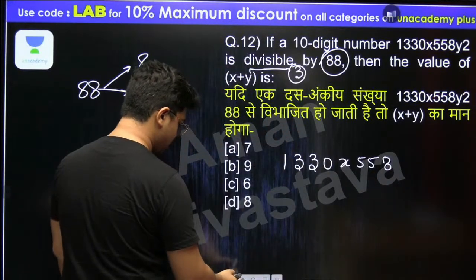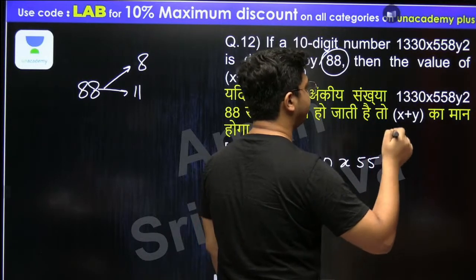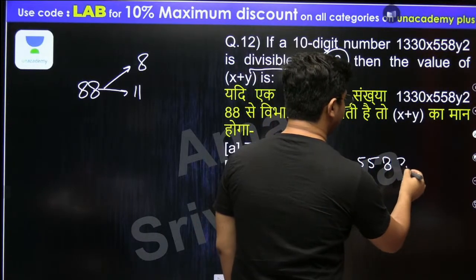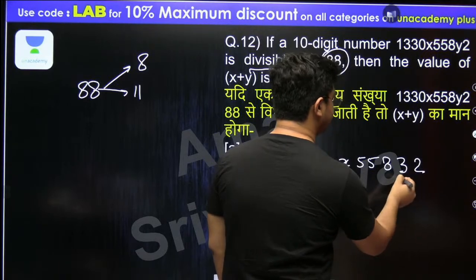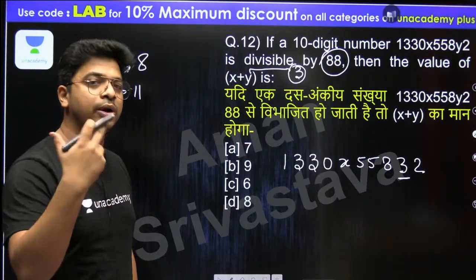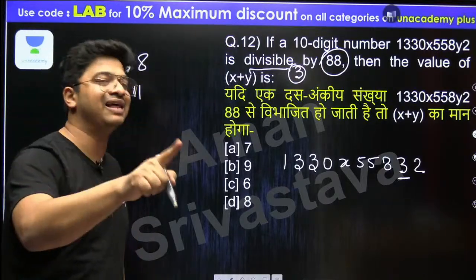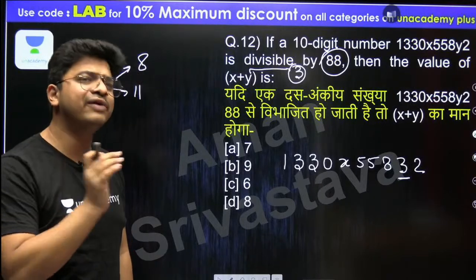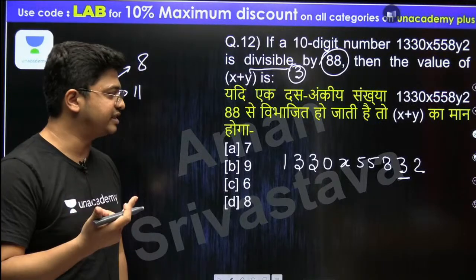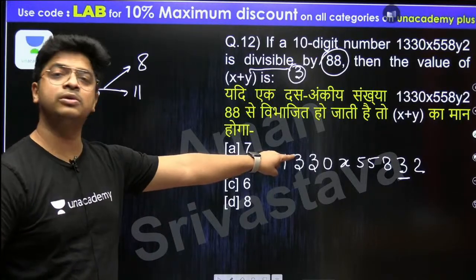Y is gone, and we have 1, 3, 3, 0, x, 5, 5, 8, 3, 2. So actually I've substituted this y with 3 because that's how the value is going to be. I don't want you to actually check for 88. What I want you to do is check only for 11. Do it only for 11, and then you will understand how good this methodology is. Do it just for 11 and you will come to know the value of x.